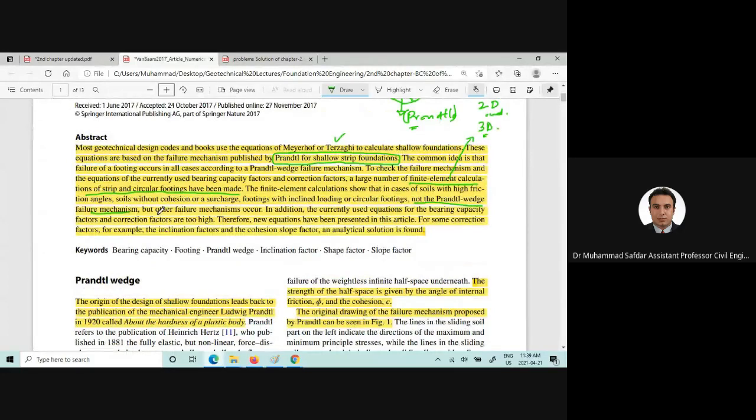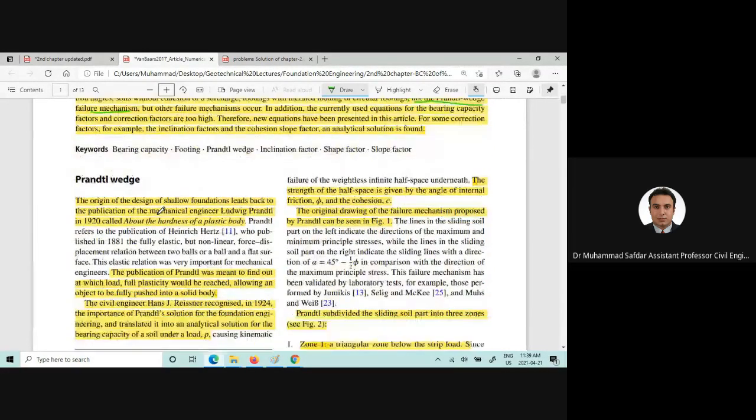Now, this is the abstract, which gives you an idea of what we are going to read in this research paper. A Prandtl wedge is given, and I would request volunteer number 2 to read out the highlighted text about the Prandtl wedge.